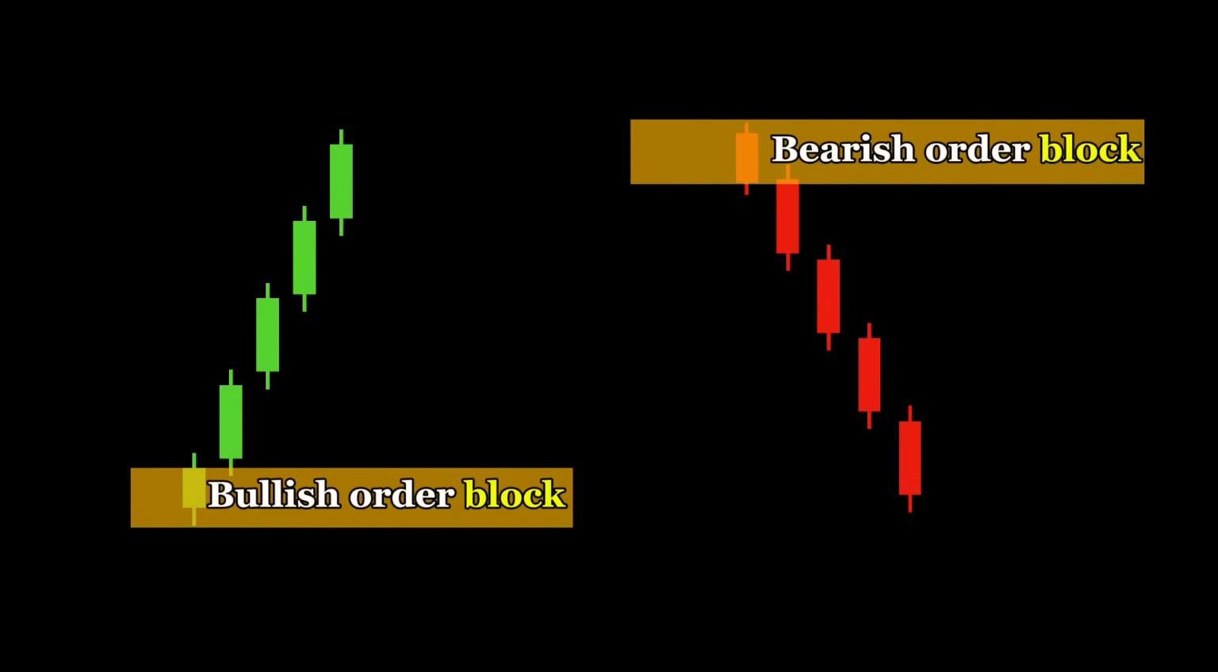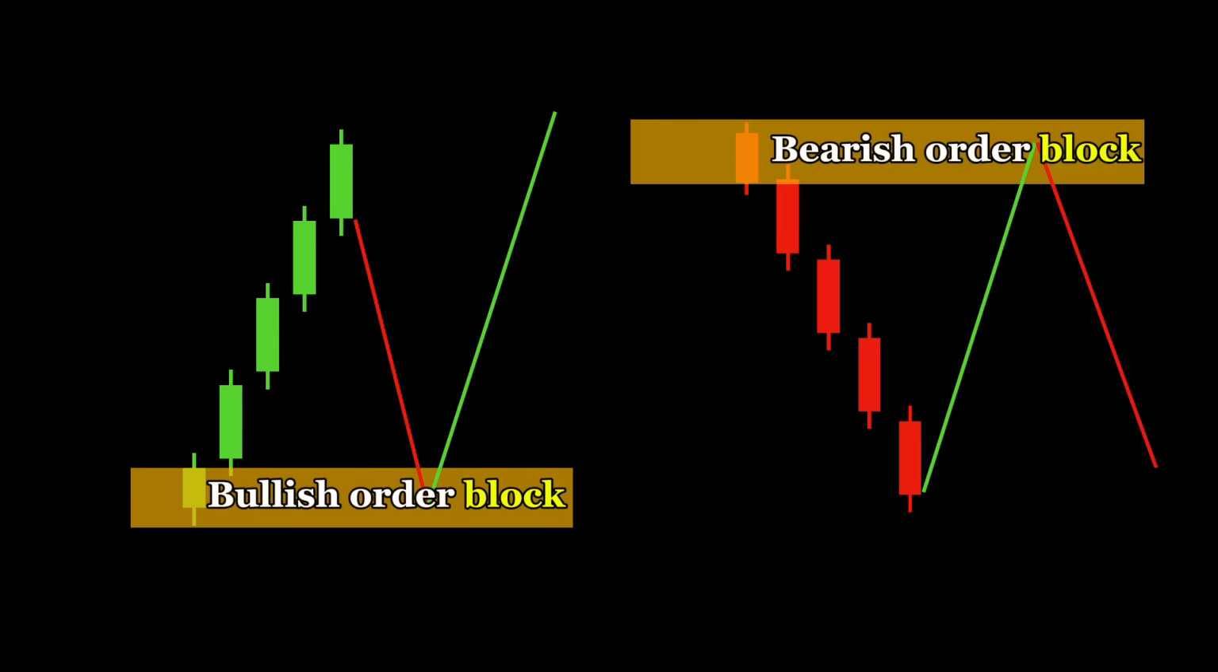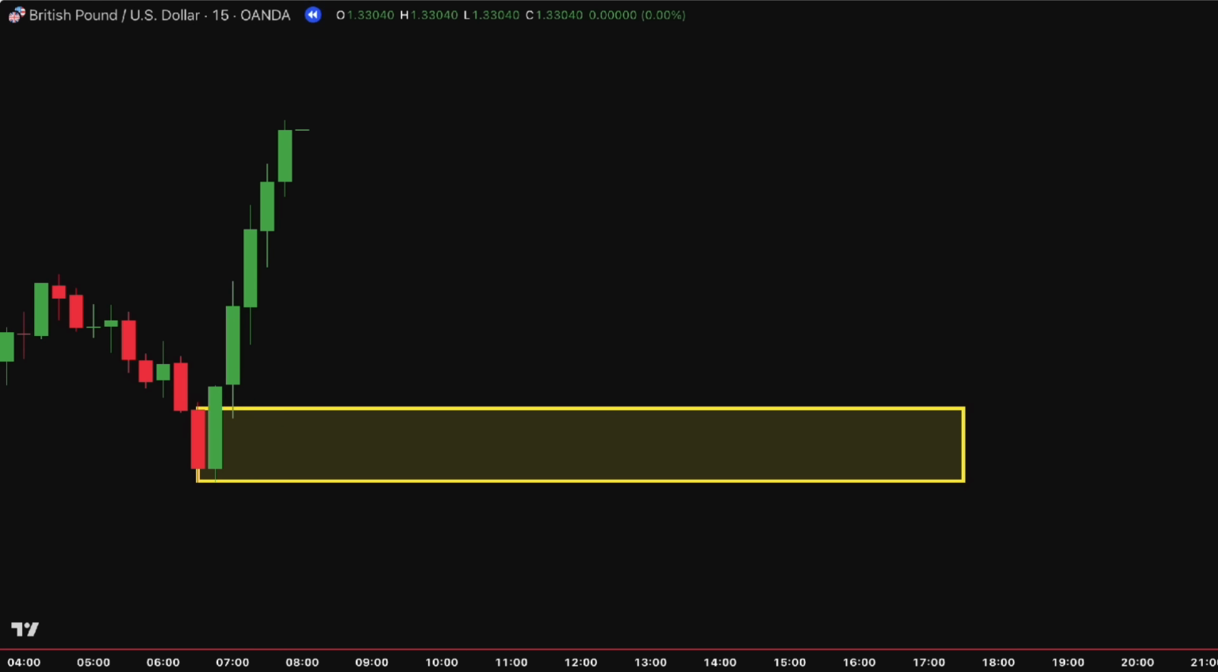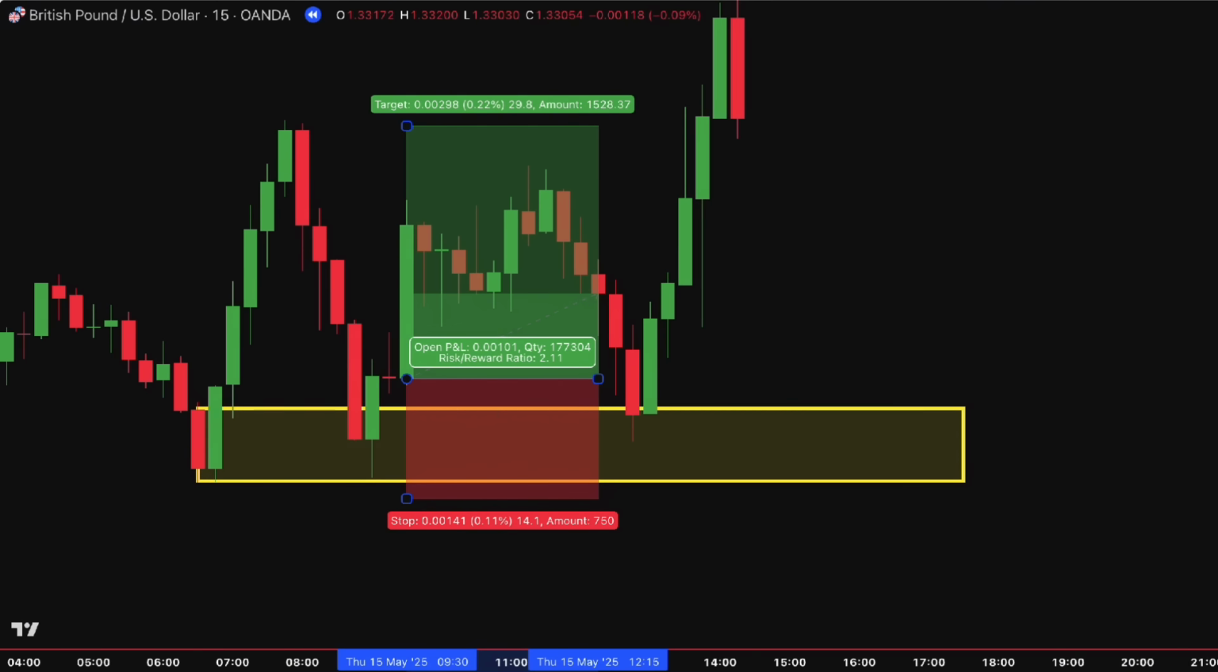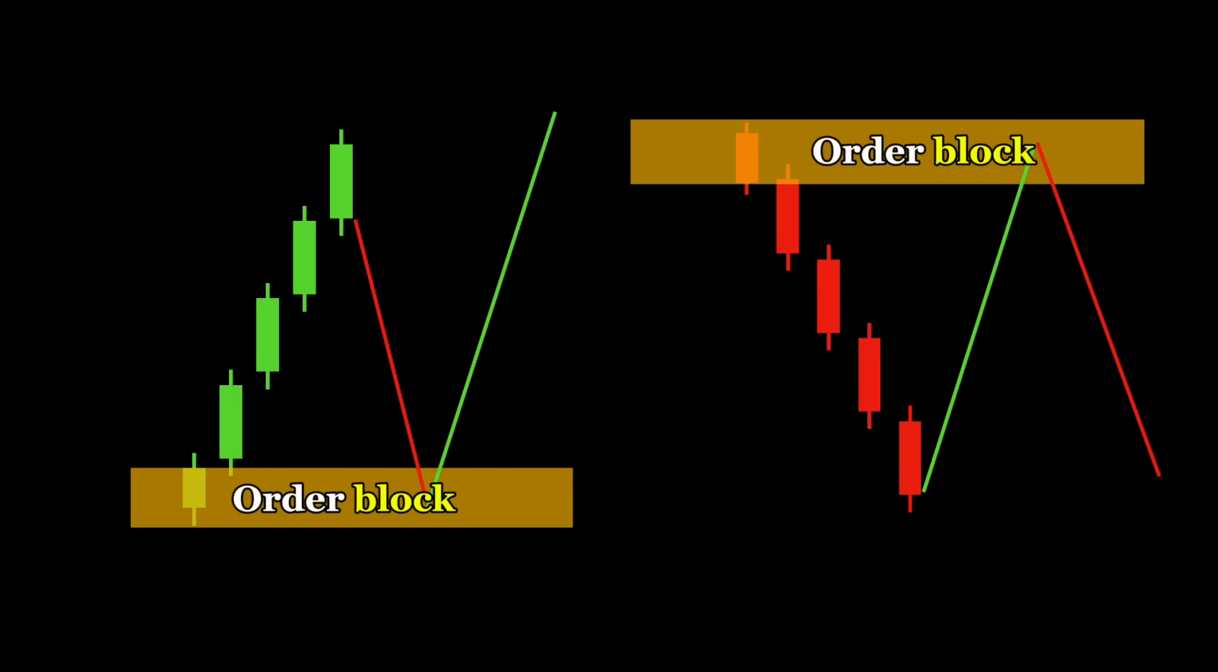Once these zones are formed, they become areas of interest. Why? Because price often comes back to revisit them. It's as if the market wants to test whether those big players are still interested in defending their position. And for us, that retest can offer a high probability entry. For instance, if price returns to a bullish order block and shows signs of strength, entering a buy trade from that zone can lead to solid profits, because you're aligning yourself with the same level where the pros previously stepped in. Order blocks might look like support and resistance at first, but the difference is huge.